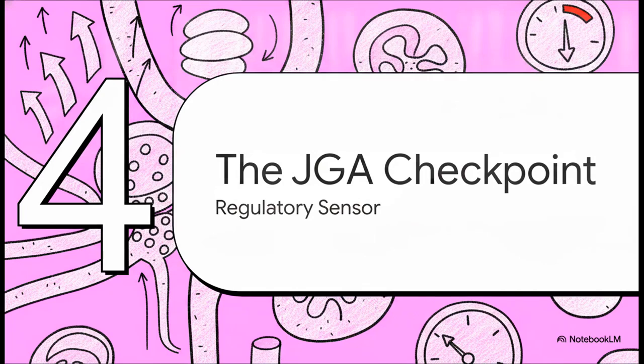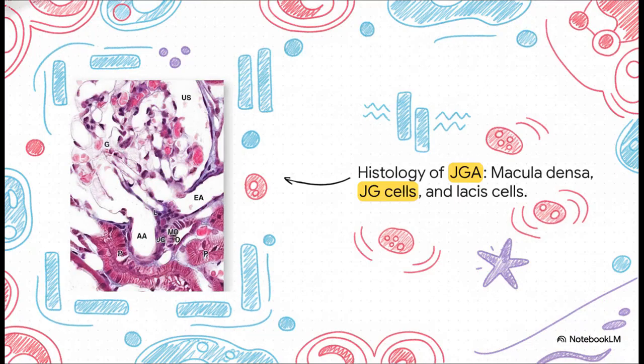Zone 4, the regulatory checkpoint, the juxtaglomerular apparatus. We now ascend back into the cortex to analyze the juxtaglomerular apparatus, which is a critical autoregulatory sensor. This specialized structure forms exactly where the distal tubule contacts the vascular pole of its parent glomerulus. It's essentially a cellular trio. First up, the macula densa. These are columnar, closely packed cells in the distal tubule acting as osmoreceptors to constantly monitor sodium and chloride levels.